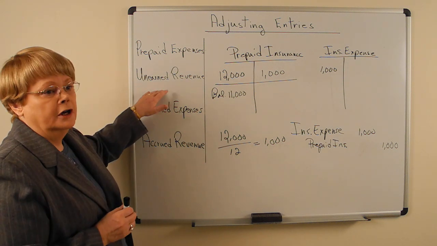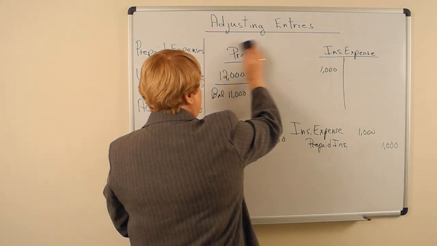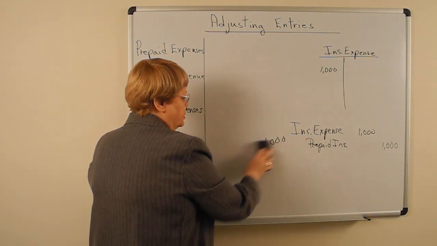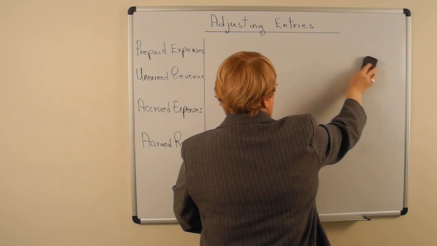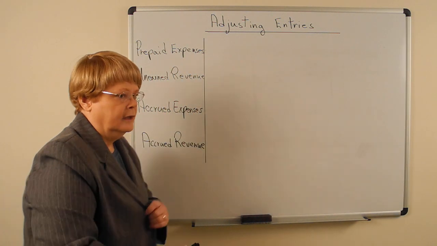Now let's go to unearned revenue. That one's a little tricky for most people. And the only reason that it is tricky is because we put it into a liability account, and that seems to be confusing for students. So I'll just warn you up front that you might have more trouble with that one.